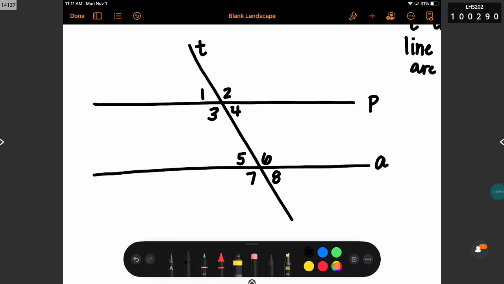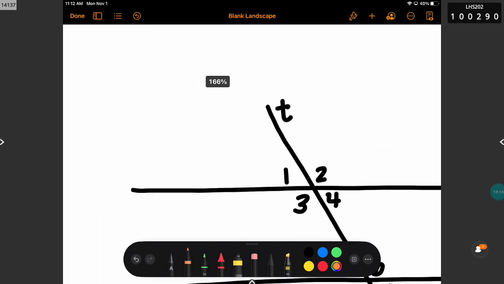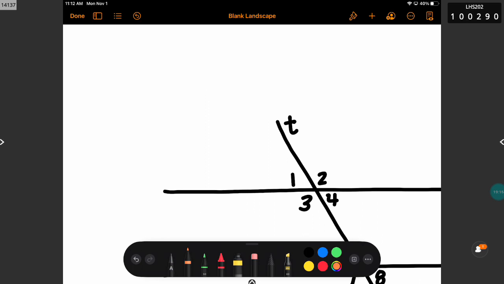All right, so what we're going to do is go through and talk about all the different lines that can happen here. Okay, all the different angles. The first one I'm going to start with is vertical. Vertical angles are going to be equal in measure, and they create an X when formed.